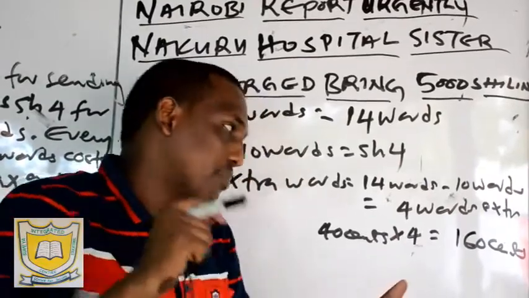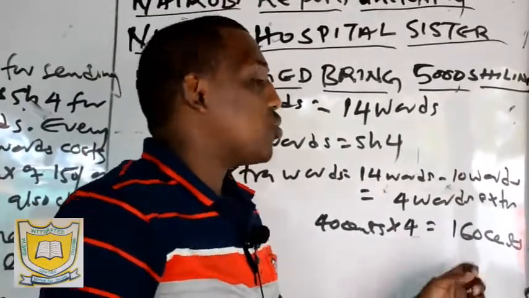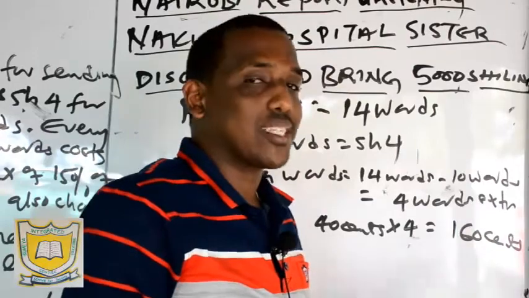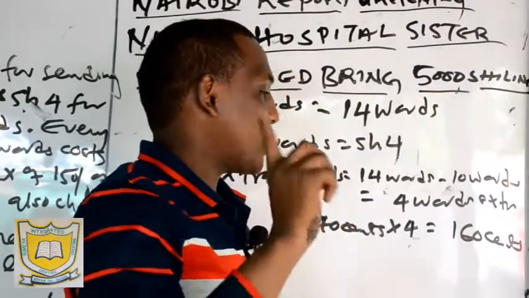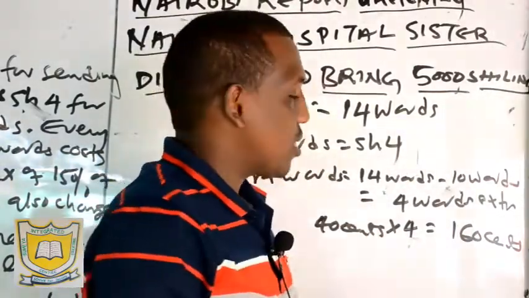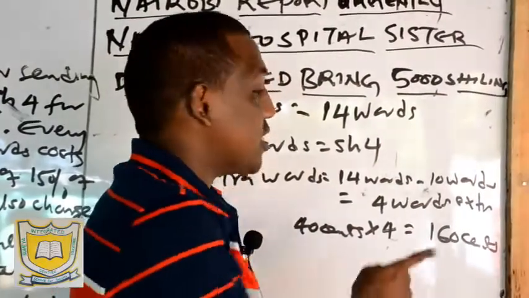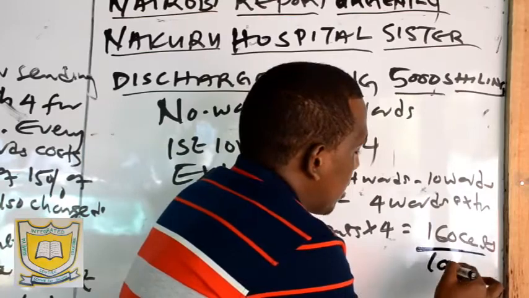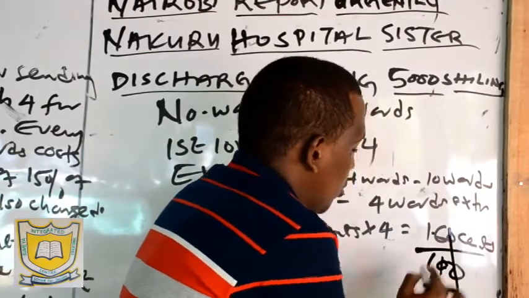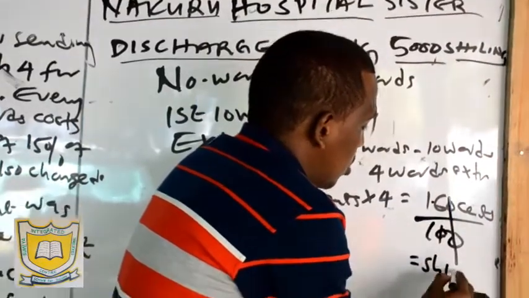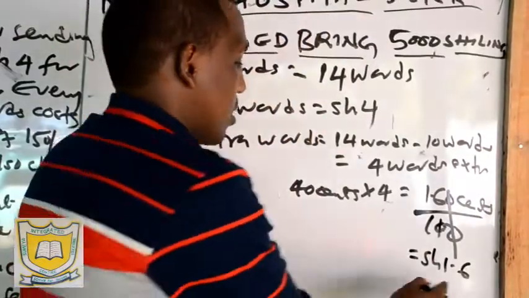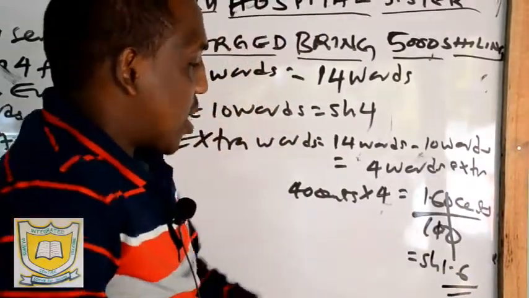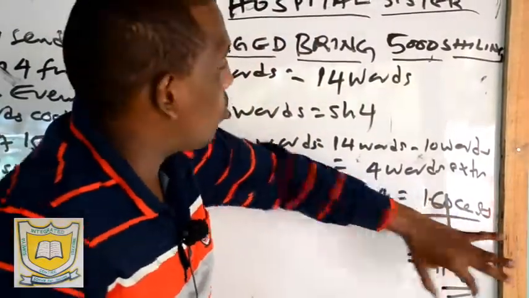Remember, I said when you have cents, you change the cents into shillings. How do we change it? I say 1 shilling has got 100 cents. So we divide by 100. Whenever you are changing cents into shillings, you divide by 100. So here you will get shillings 1 and 60 cents. So the extra words cost shillings 1.60.